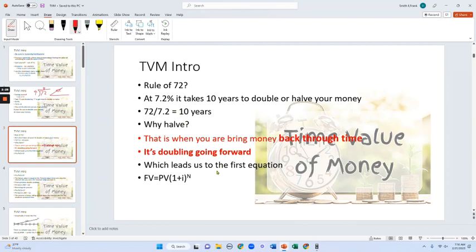So why halve? That's because of this equation down here. The future value of something is the present value times 1 plus the interest rate for a period of time. If you were to solve that for the present value, you would find out that the present value is equal to the future value divided by 1 plus I for whatever period of time you were doing. So it works whether you're moving forward or backward in time.